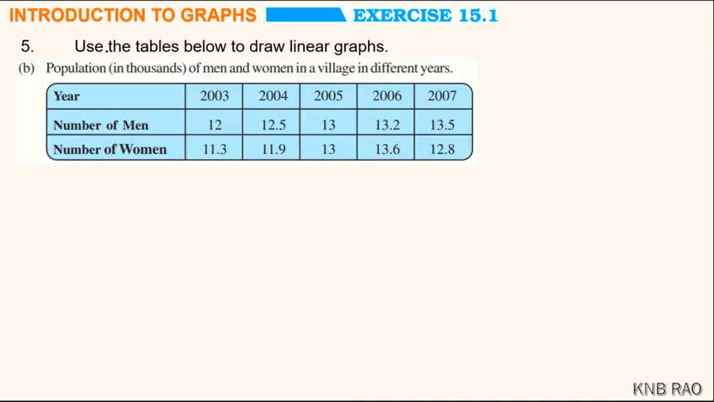Sub question 5 is about population in thousands of men and women in a village in different years, where number of men in thousands, number of women in thousands, and we are asked to draw graph for it. So here we need to draw a double line graph. So let's go for it.